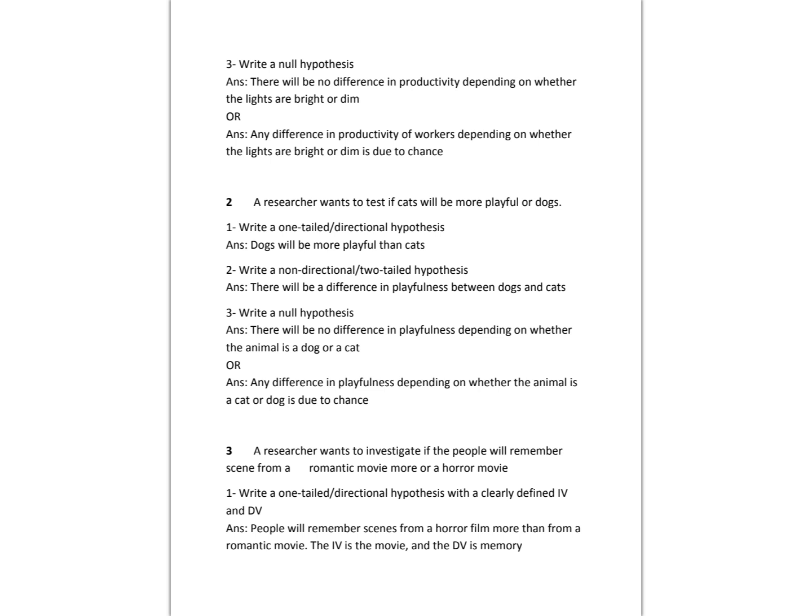So let's see my answer. I start off by writing the one-tailed hypothesis. People will remember scenes from a horror film more than from a romantic film, full stop. The IV is the movie and the DV is memory. If I want the IV, I can write the IV is the movie, in brackets you can write horror or romantic films, and the DV is the memory. So this would be an example of a question where you're supposed to write a clearly defined IV and DV.